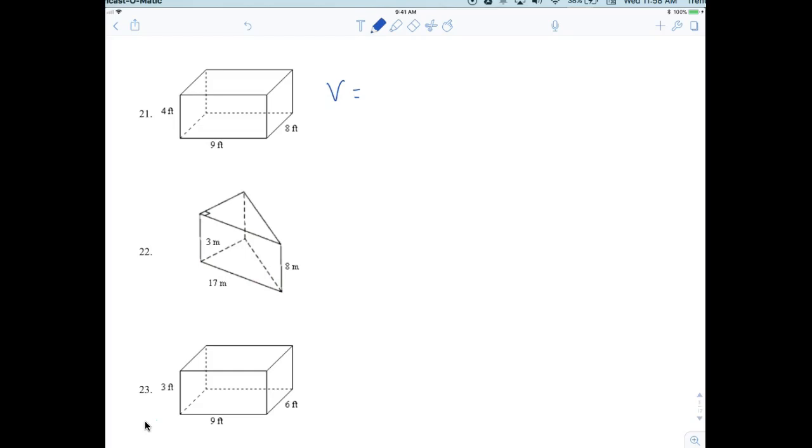So you're going to do volume equals length times width times height. So yes, you could say area of the base times the height. Absolutely. So it'd be 9 times 8 times 4. 288. Now we say volume is equal to 288 what though? Cubic feet. Because you measure volume with cubes.